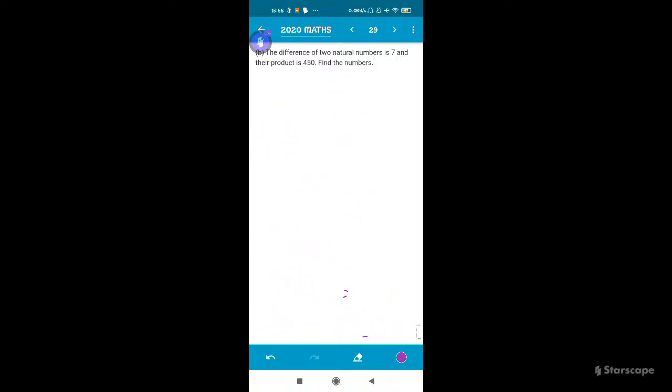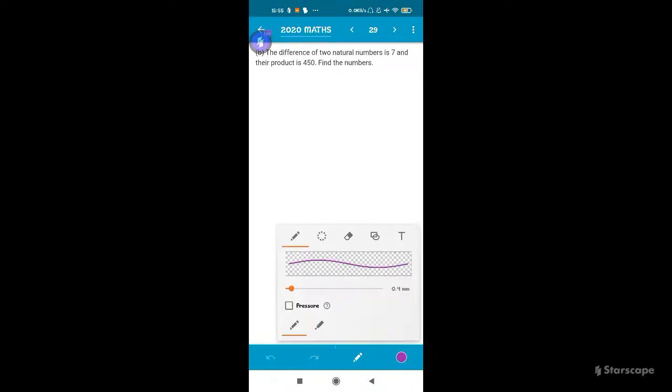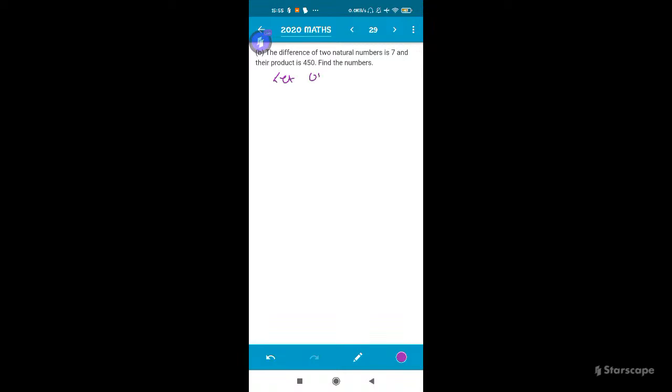This is a question from the chapter Quadratic Equations. So let's do it. The difference between two natural numbers is 7 and the product is 450. You have to find the respective numbers. A very simple and basic question. Let one of the numbers be x. So what will be the other number? Their difference is 7. That means x minus the second number is 7.